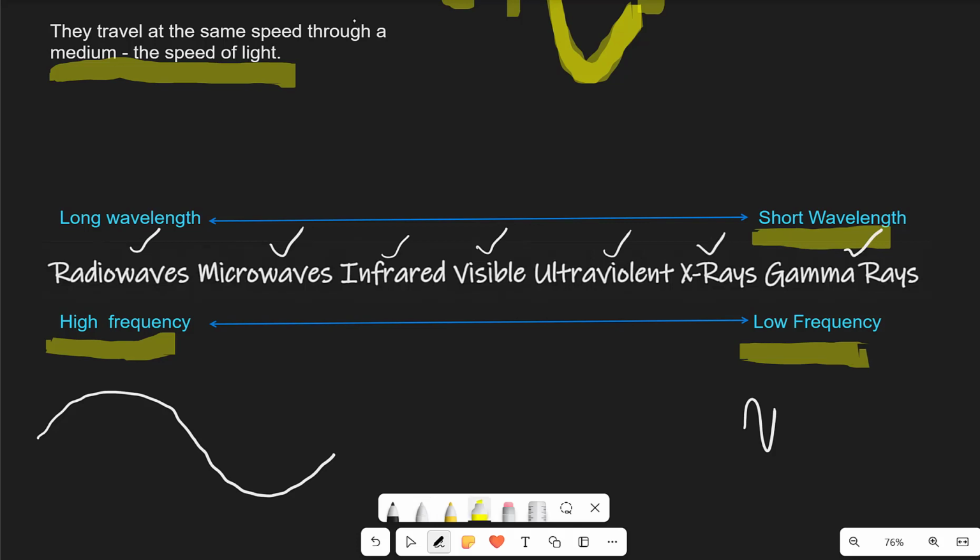Now, as humans, we can only see this part of the spectrum with all the colors that are involved. Well, there's much more to the electromagnetic spectrum that we cannot see, but we can detect with instruments.